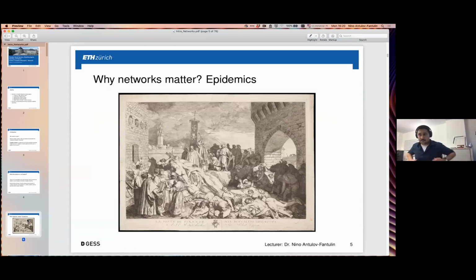So let us start with the first picture, why networks matter. I don't have to give a specific motivation, but I will use a historical one. This is an art painting from Florence that is essentially describing the Great Plague of Florence. So why do networks matter? They matter for epidemic spreading.